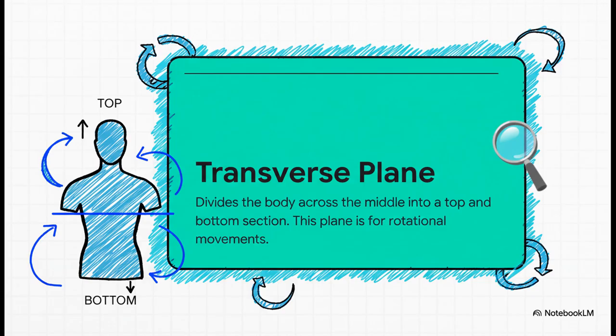And our final plane, the blue one, is the transverse plane. This is the only one that's horizontal. It cuts right across the waist, giving you a top half and a bottom half. So the key takeaway here? Any movement that involves twisting or rotating, well, that's happening in the transverse plane.